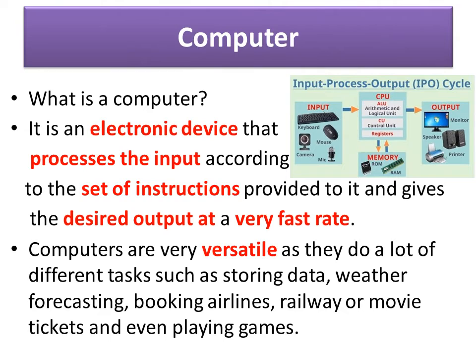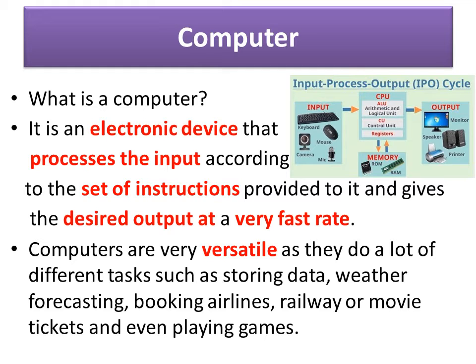Children, what is a computer? This is a definition you learn from class 1, right? It is an electronic machine or electronic device, and it will process the input according to the instructions given in the form of programs and give the desired output at a very fast rate. So it works on input process output cycle. It may be used for storage also.